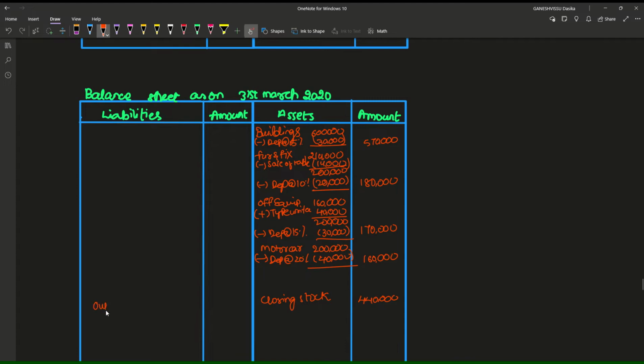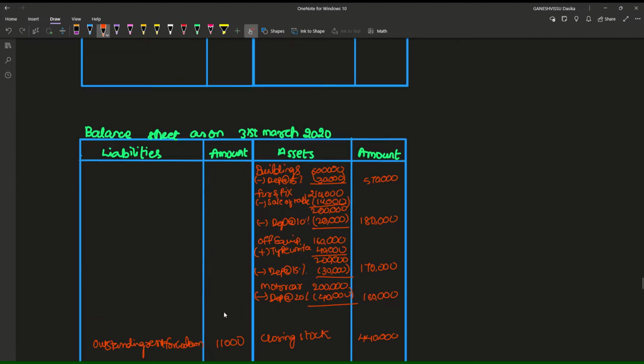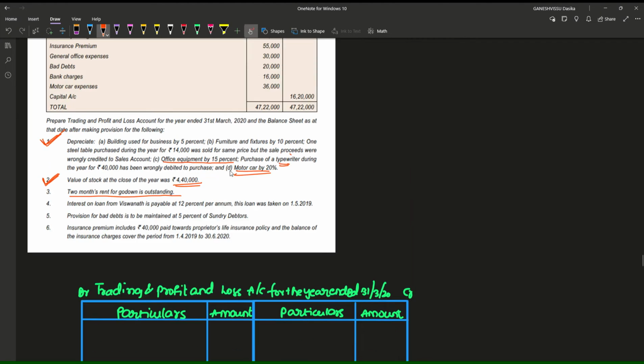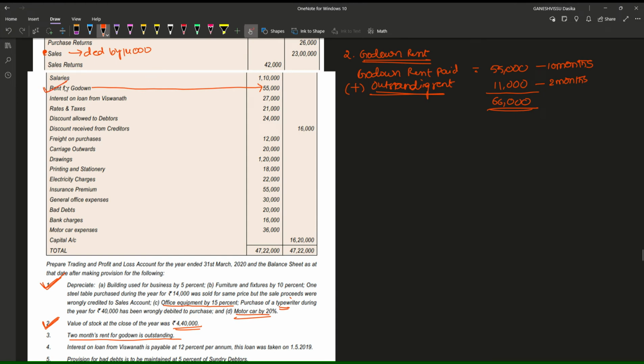So outstanding rent for godown, we can write it here. Outstanding rent for godown by 11,000 rupees, and we need to show the godown rent, right? Let us have here rent for godown. So 55,000 totally, and plus outstanding rent by 11,000 rupees is outstanding. So in total we need to write 66,000, right? That means rent for godown is also completed.